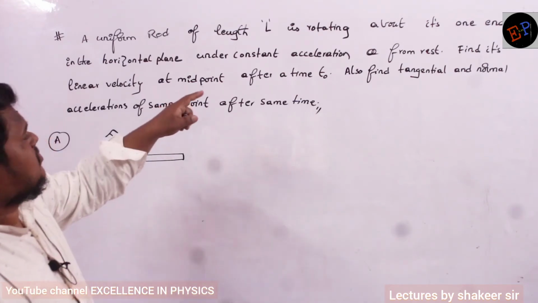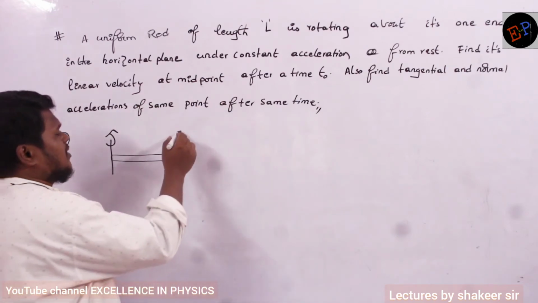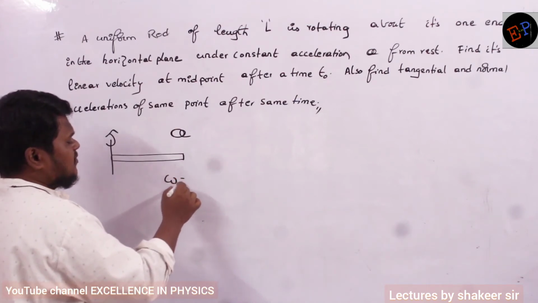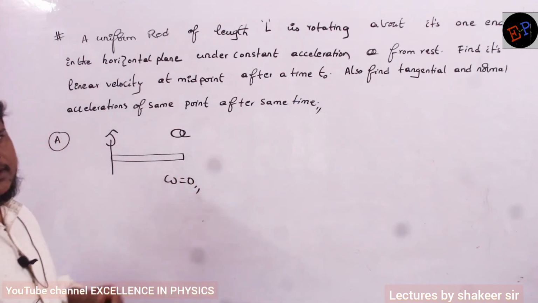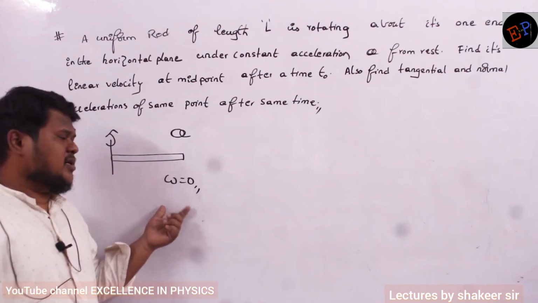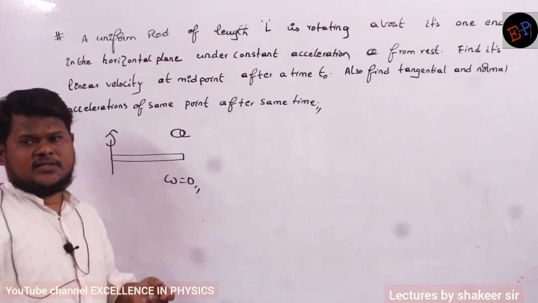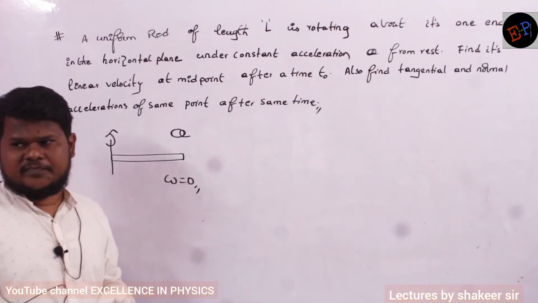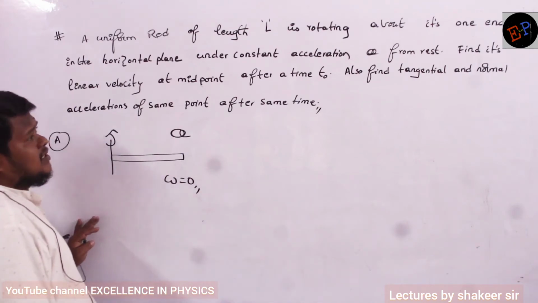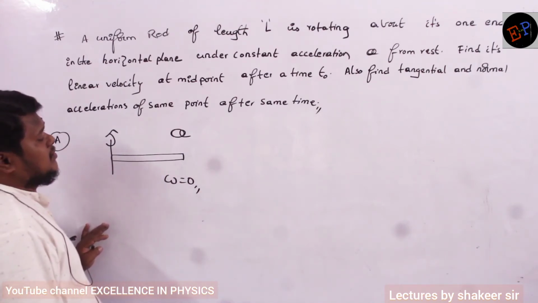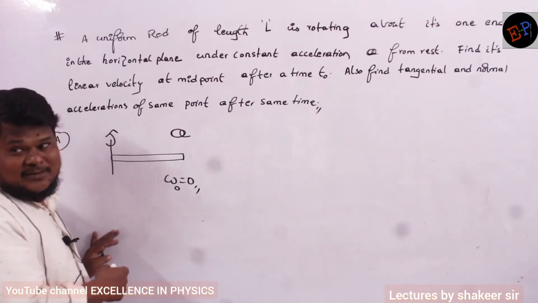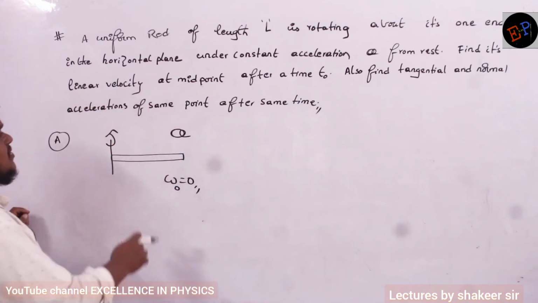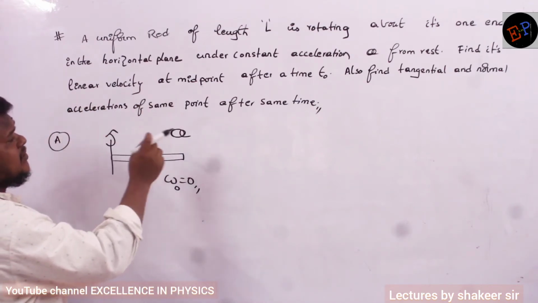So under constant angular acceleration alpha, from rest position. It means the initial angular velocity is 0. Initial tangential speed is also 0. It means it is starting from rest position. That is the meaning of this. Omega naught, the initial angular velocity, is 0. So find its linear velocity at the midpoint after a time t0.